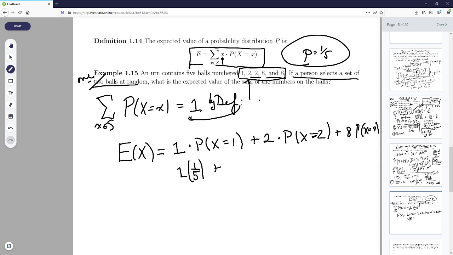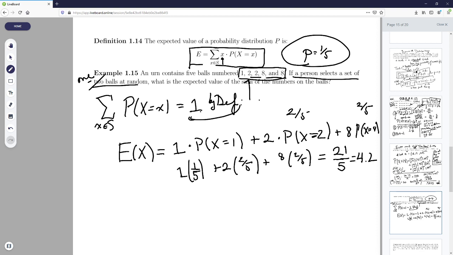But the probability that we get this one is actually 2/5, and the probability of this one is 2/5, like that. So we're going to get 1 times 1/5, plus 2 times 2/5, plus 8 times 2/5. And so what is this in total? This is 1/5 plus 4/5 plus 16/5, which is 21/5, which is, what, 4.2? Okay.